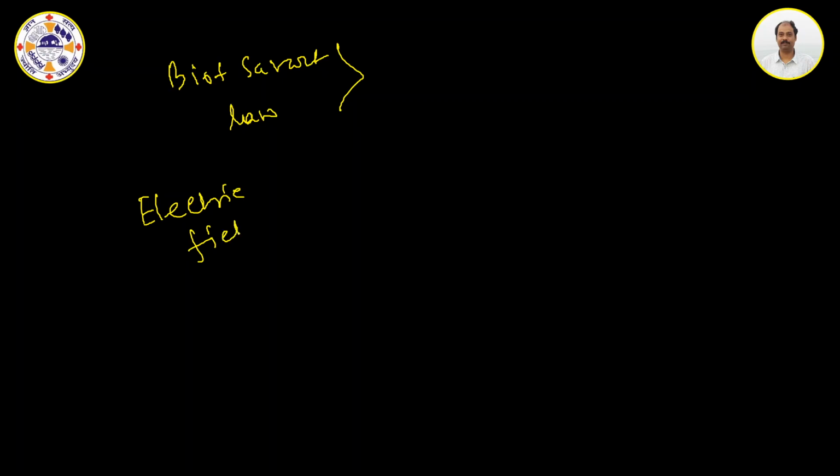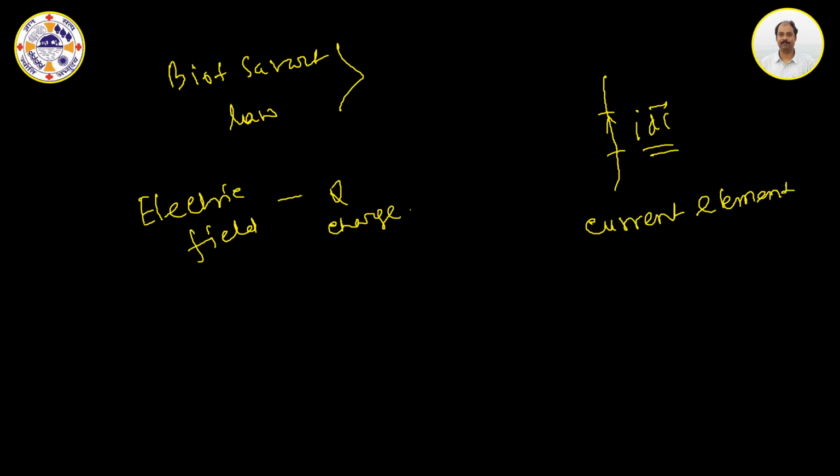So to discuss the Biot-Savart law, it is better to ask you a question. What is the source of magnetic field? We know that the source of electric field is charge q. Now the question is, what is the source of magnetic field? The source of magnetic field is a small current element. We already talked about the current element when we discussed Ampere's law. So the current element is the source of magnetic field.